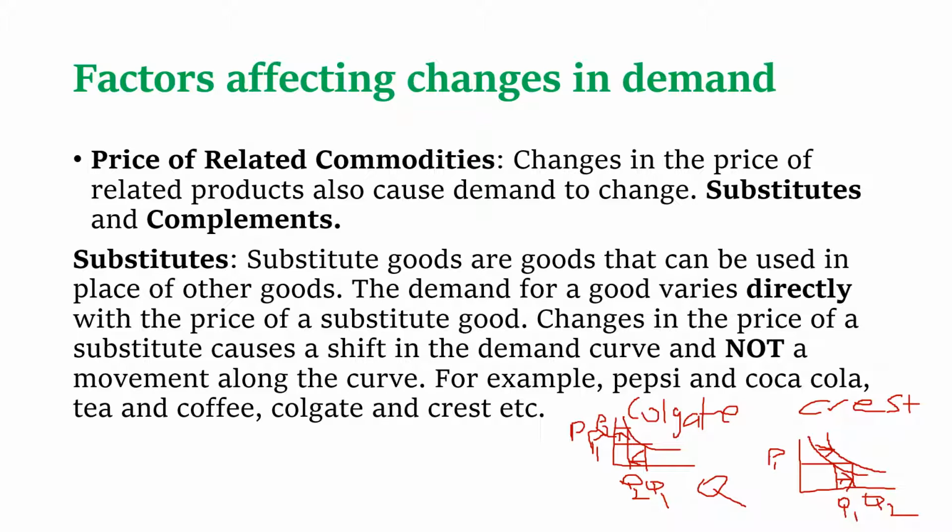So if you look at this analysis, you realize that the demand for a good moves in the same direction as the price of its close substitutes. It moves in the same direction as the price of its close substitutes. You get the point?